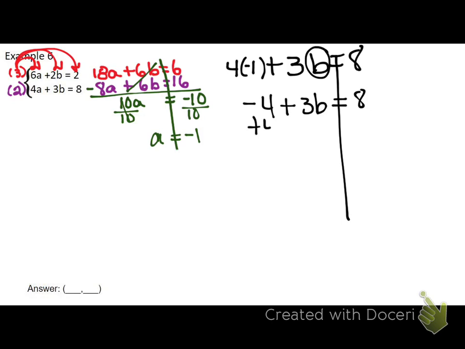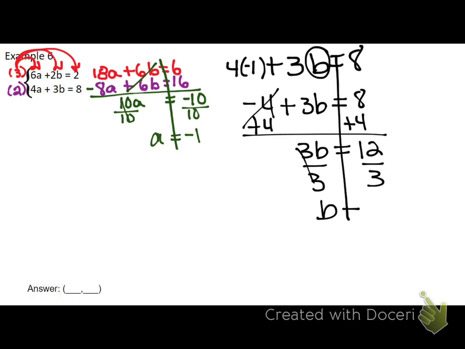Then I'm going to add 4 to each side. Sorry about that. Now you have 3b equals 12. Divide each side by 3. b is going to equal 4.